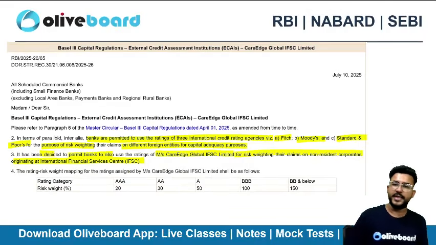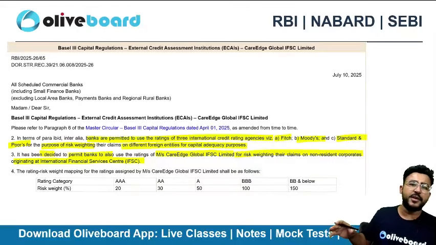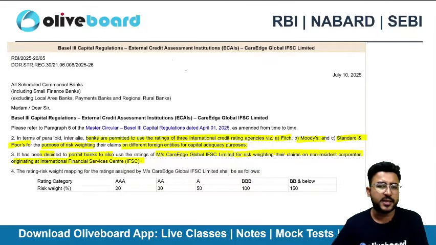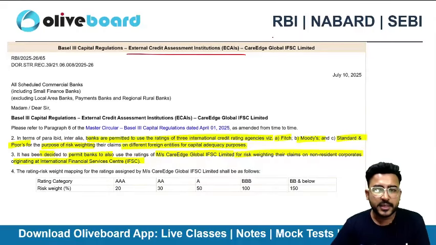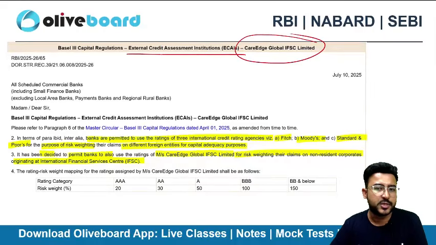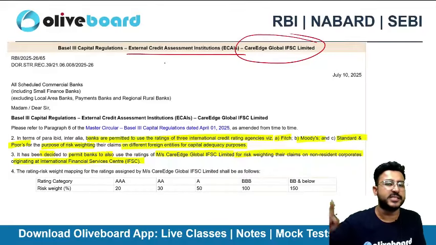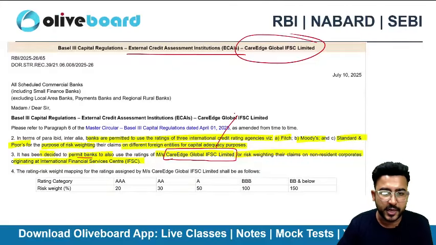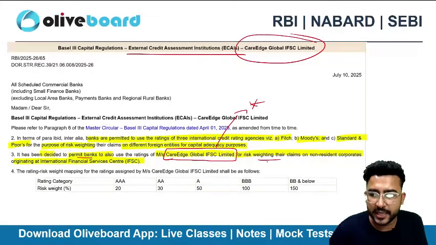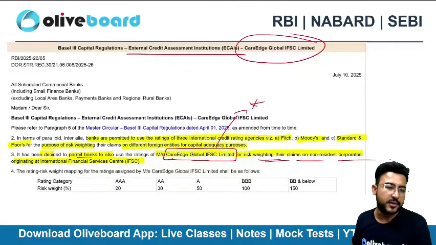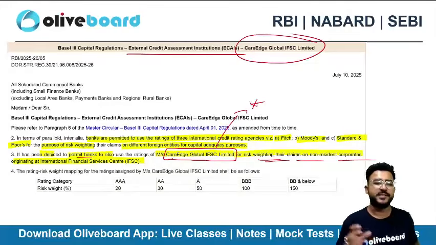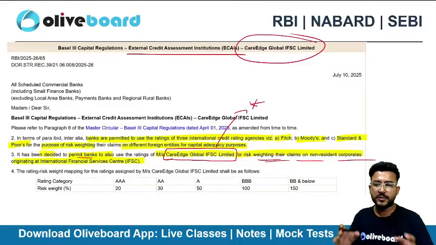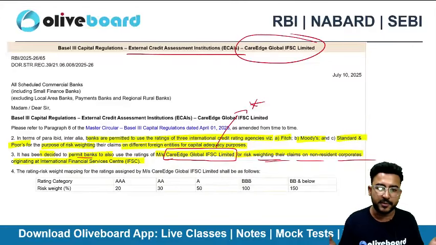Okay, guys. Next one. Basel III capital regulations. It's nothing but just a recognition of one more entity, CareEdge Global IFSC Limited. So that's an External Credit Assessment Institution. It has been decided to permit banks to also use the rating of CareEdge Global IFSC Limited. Please do remember the name of this particular entity. For risk weighting their claims on the non-resident corporate originating at the IFSC. So at the IFSC center, the banks can also use the services of CareEdge Global IFSC Limited.